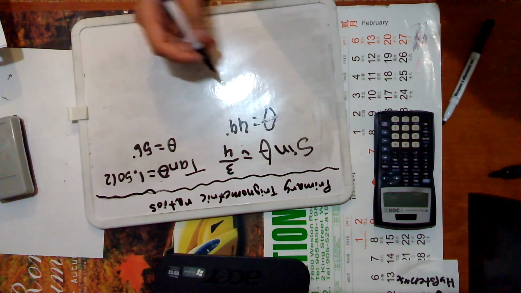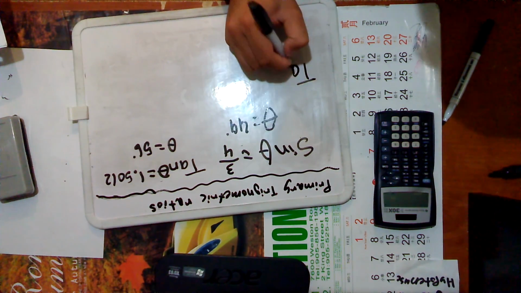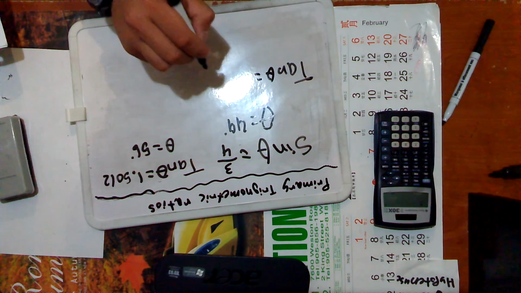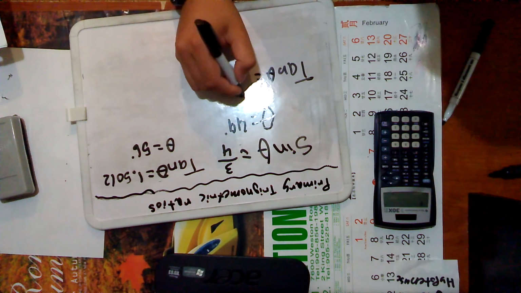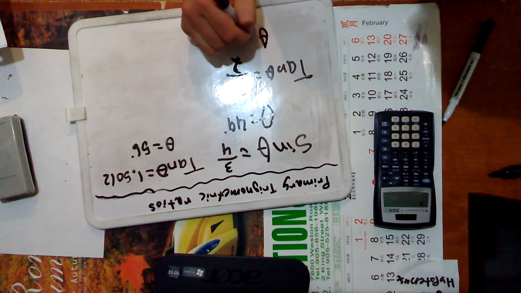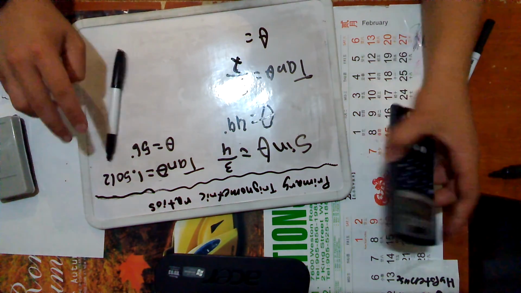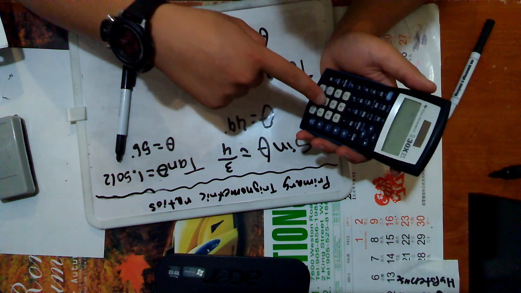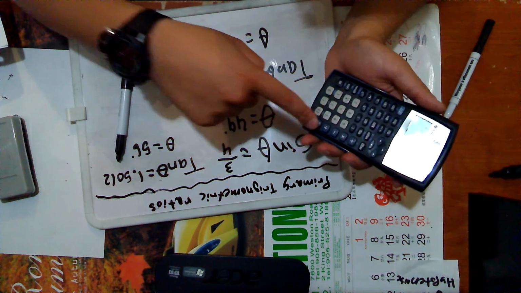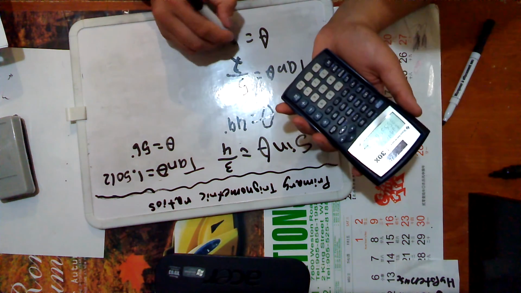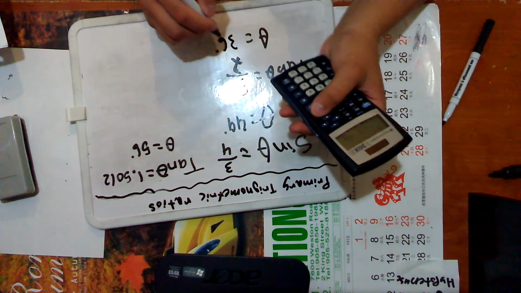Let's use another example. Got one. Tangent theta equals 5/7, and then theta equals, I'm going to go to inverse of tangent. 5 divided by 7 equals 35.5, or another way of saying it, 36 degrees.